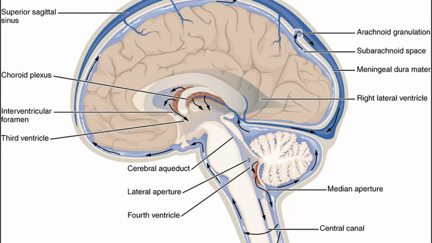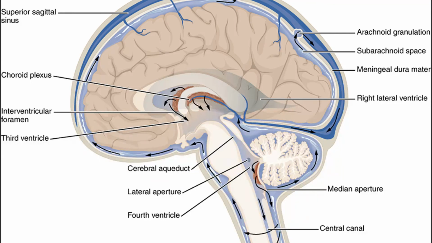Now let's speak about the ventricular system of the brain. So you've got the choroid plexus, which produces the cerebrospinal fluid. Now starting with the lateral ventricles, you have two of them. They pass the cerebrospinal fluid to the third ventricle through the interventricular foramen, also known as the foramen of Monro. From the third ventricle to the fourth, you've got the cerebral aqueduct or the aqueduct of Sylvius.